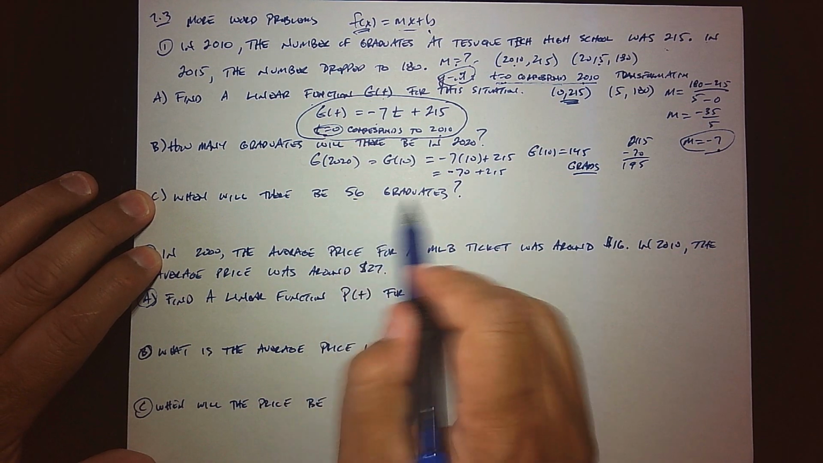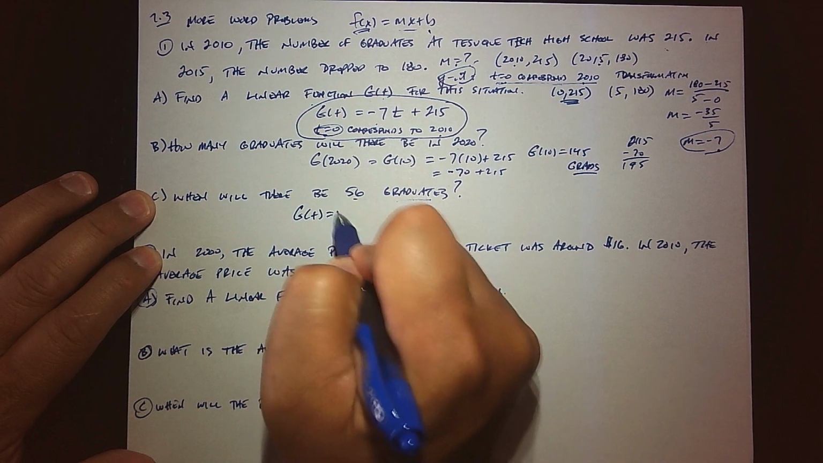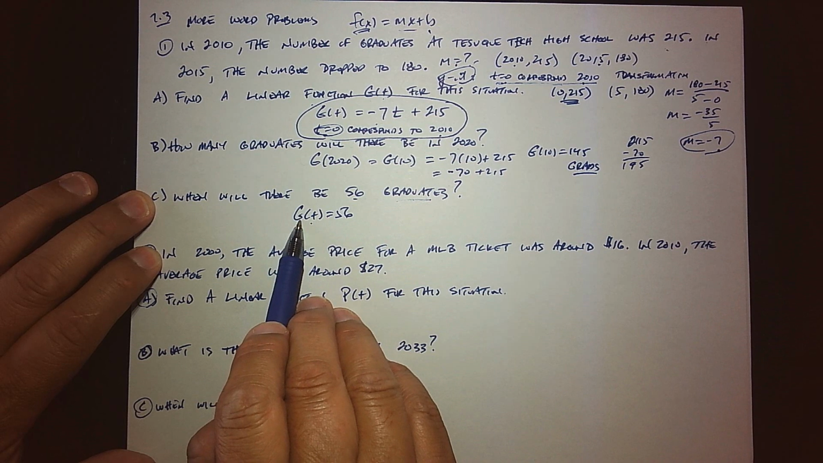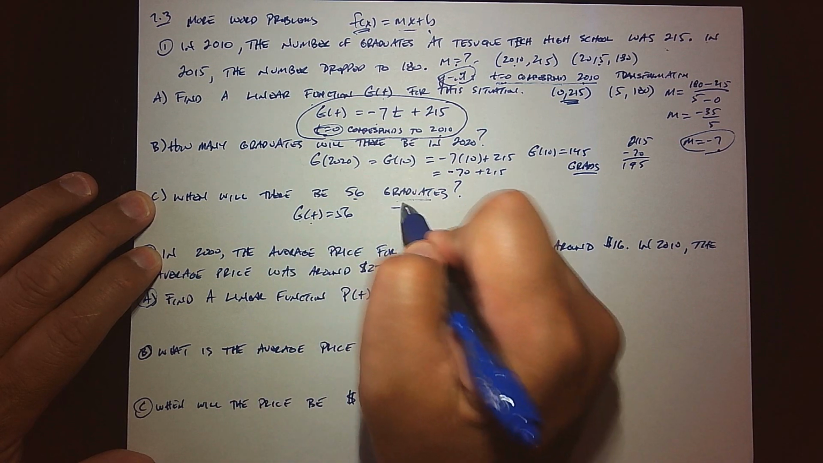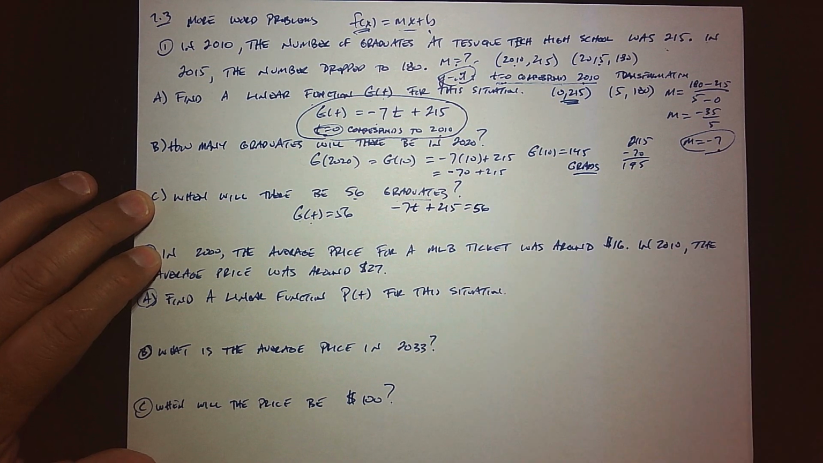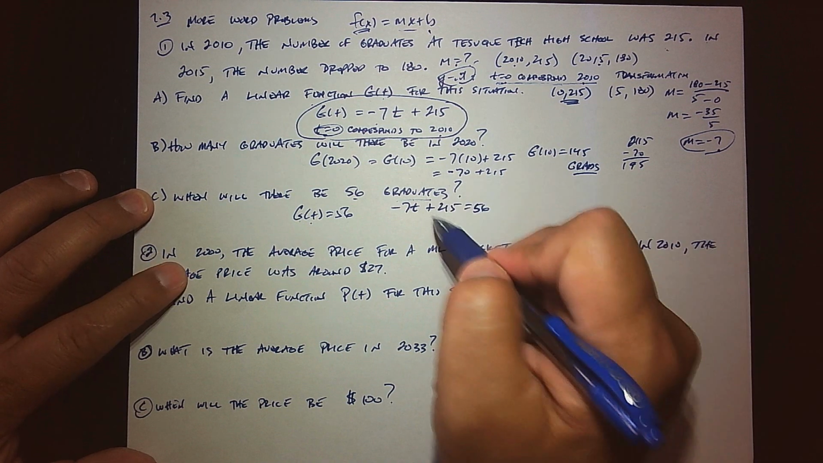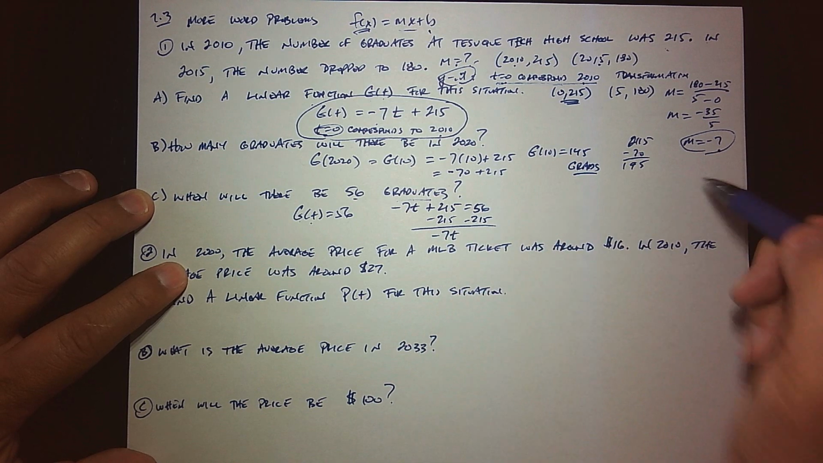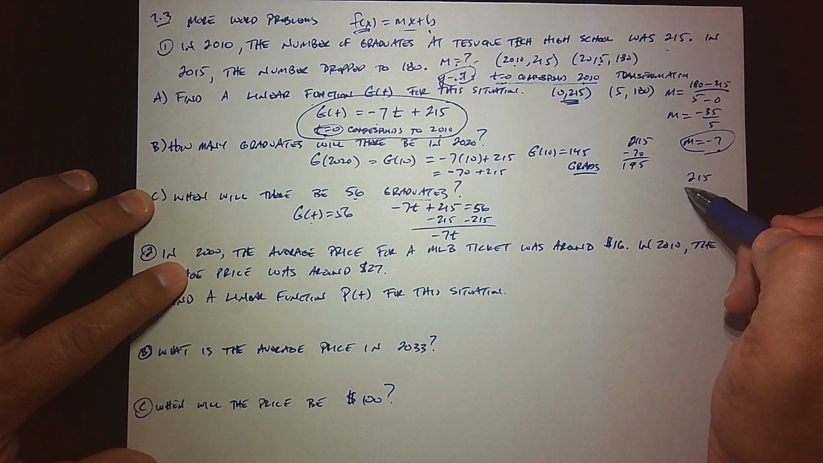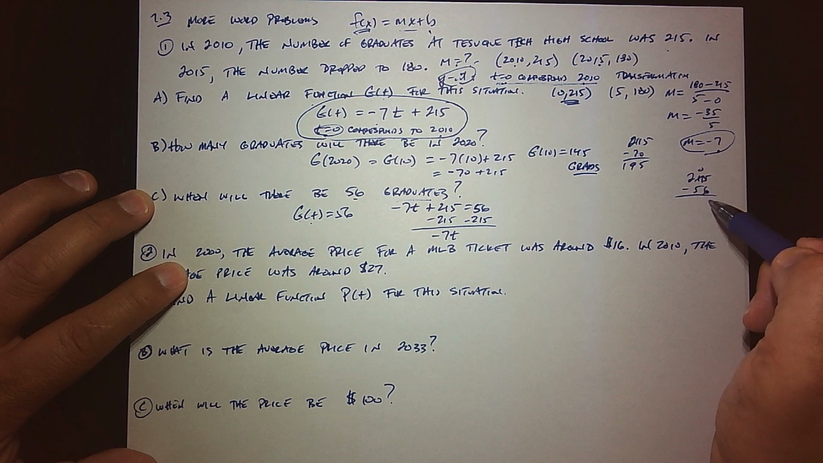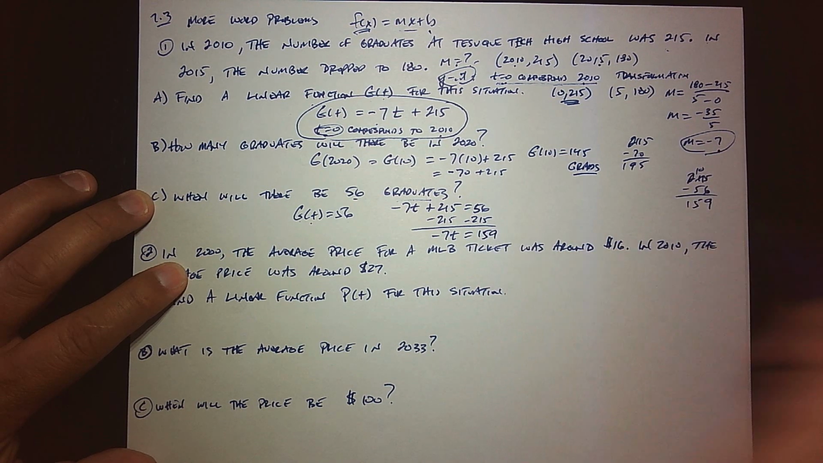Well, this time I'm giving you an output. I'm asking when does g of t equal 56? So in what time value will there be a graduate count of 56? So we take our model, negative 7t plus 215, and we set it equal to 56. And we solve for t. So we'll subtract 215 from both sides, and we get negative 7t equals negative 159. Let me do some work over here: 15 take away 6 is 9, and that gives us 159.